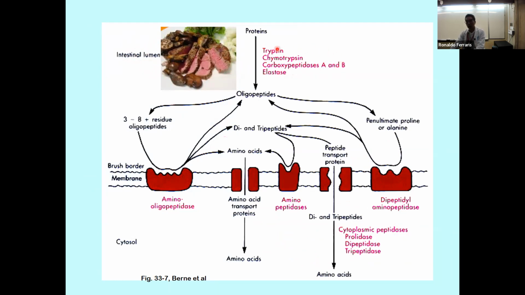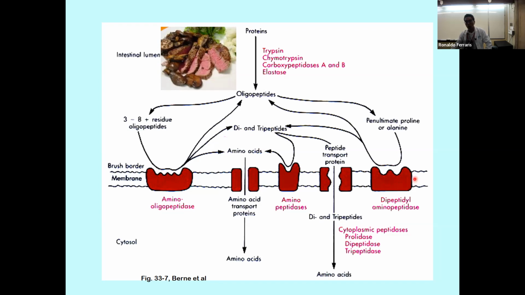And so these are your enzymes. They release oligopeptides and then di and tripeptides. Okay, so this is now shorter peptides. And then you have oligopeptidases in the apical membrane. Just as you had oligosaccharidases lining the apical membrane, you also have oligopeptidases that digest long chain peptides into shorter chain peptides.